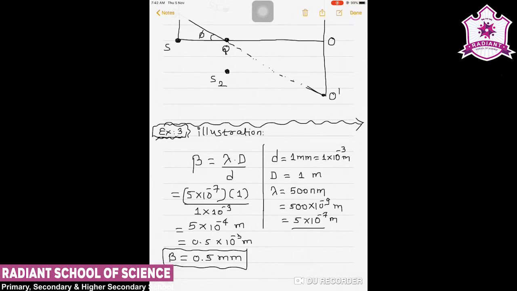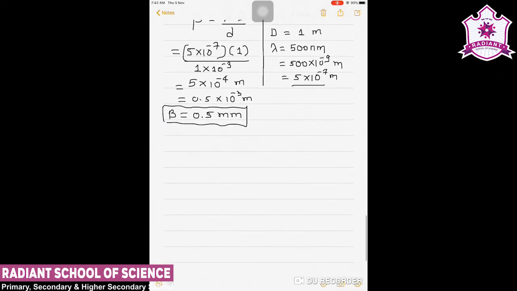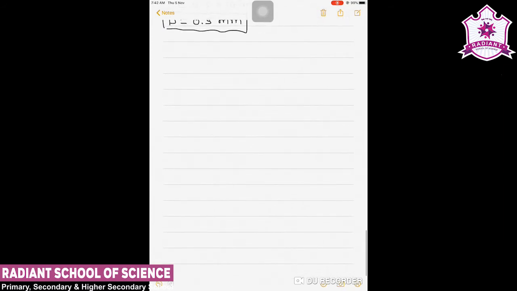Now we will calculate some of the examples from the exercise. The examples in the exercise are actually simple, and they also have some connection with the previous chapter, that is chapter number 9.